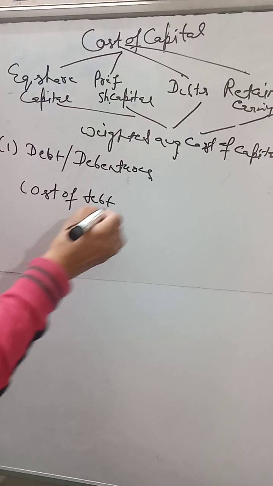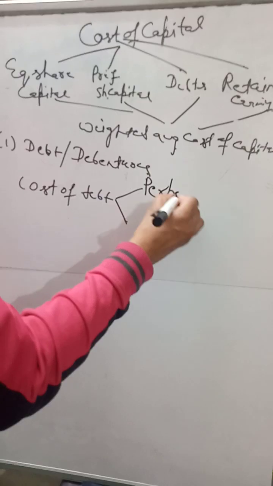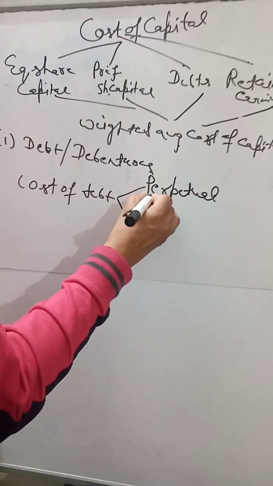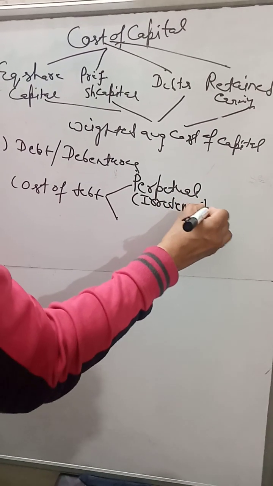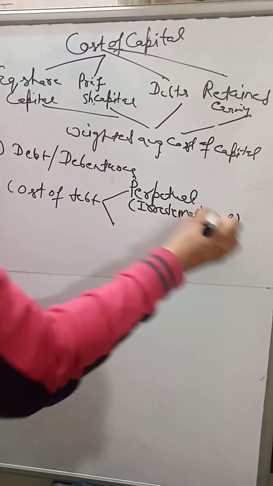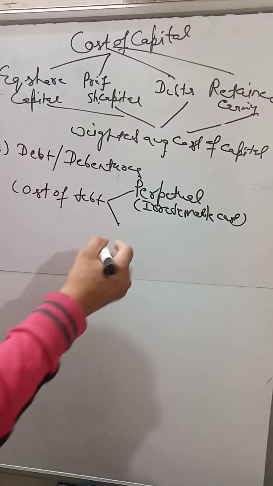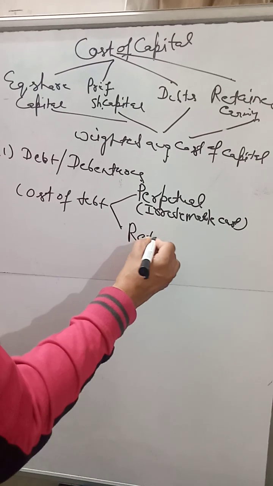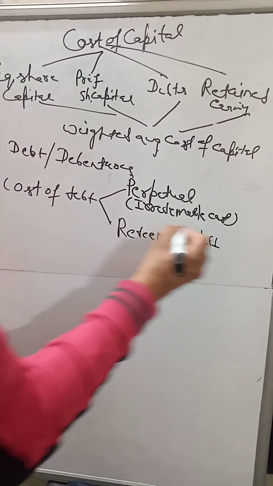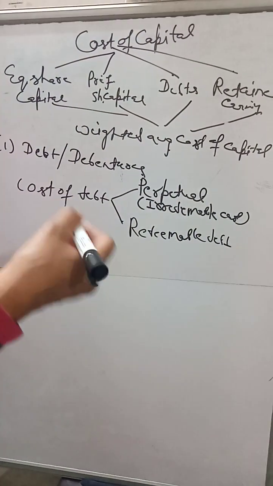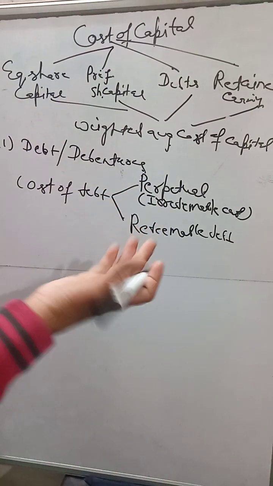So we can divide the cost of debt into two parts, where we can talk about the perpetual. Perpetual means the irredeemable cost. What do you mean by irredeemable cost? Irredeemable cost means a company doesn't have to pay the debenture holder during their lifetime, and redeemable debts means the company has to pay the debenture holders after some time period or at the time of maturity, whatever is fixed by the company and the shareholder.